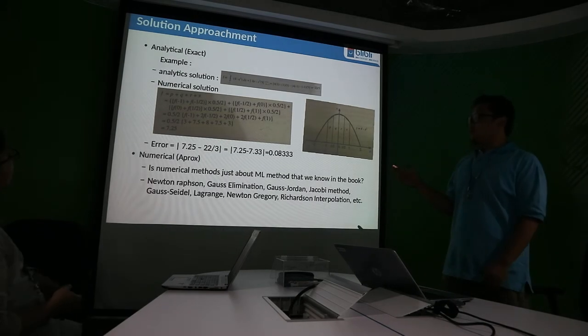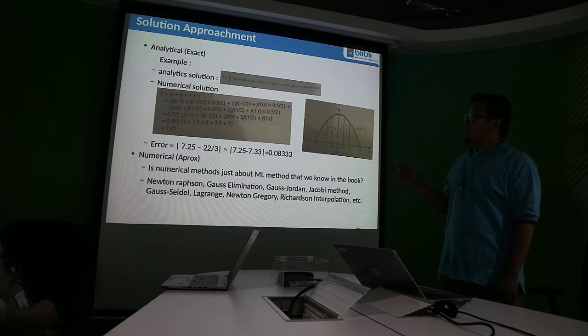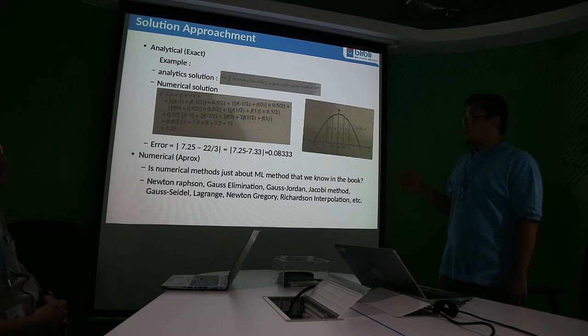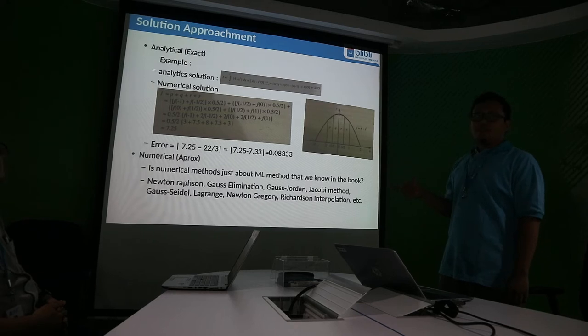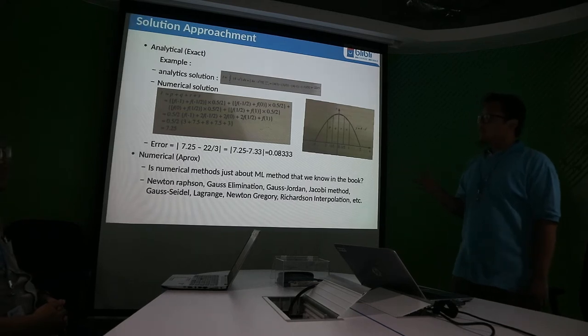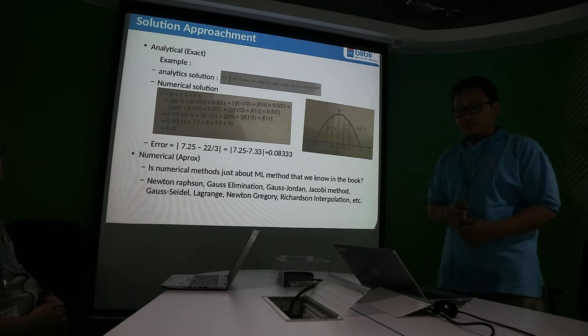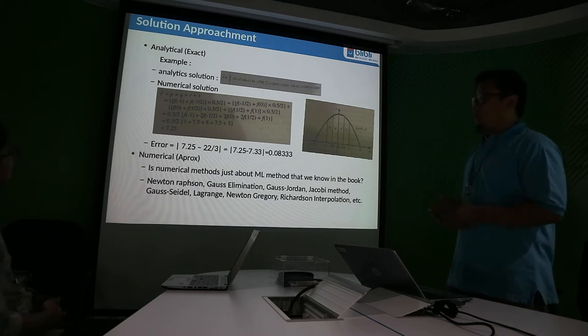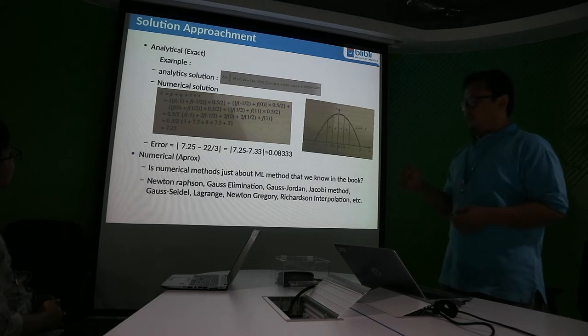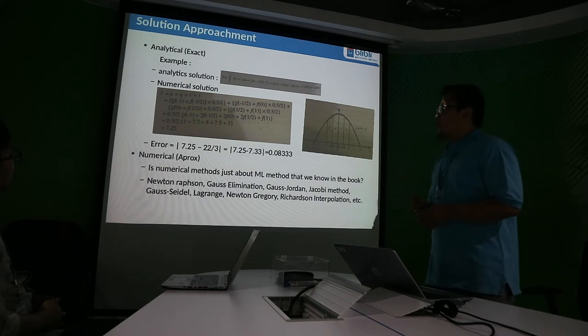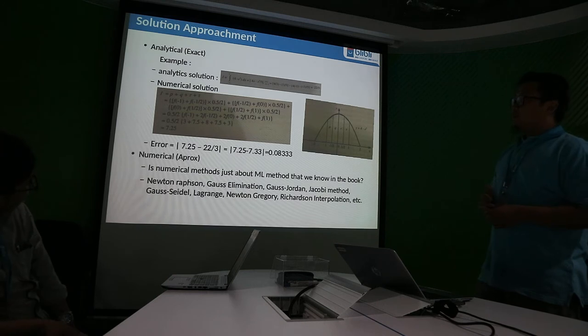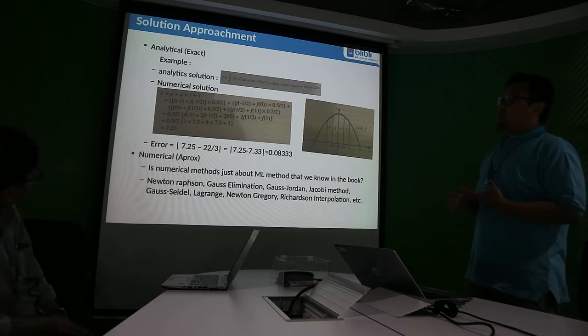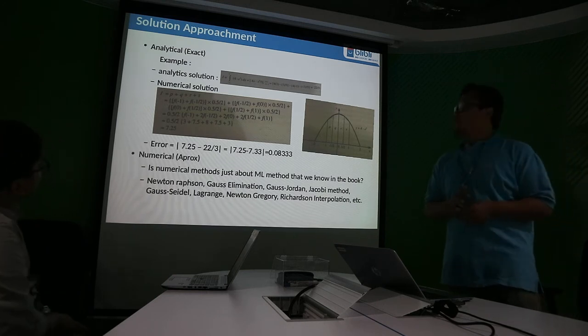Okay. Basically, there's two approaches that we can use to solve a problem. First is the analytical, the second one is numerical. The analytical is the exact solution, and the numerical is basically an approximation. Machine learning is one of the numerical solutions. Maybe in campus we know the numerical methods course.